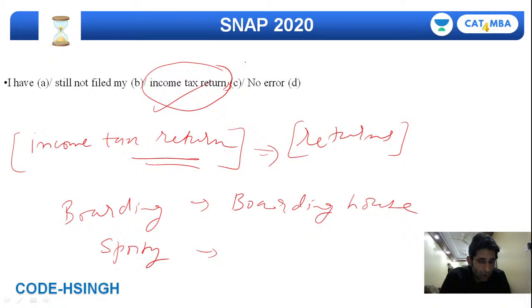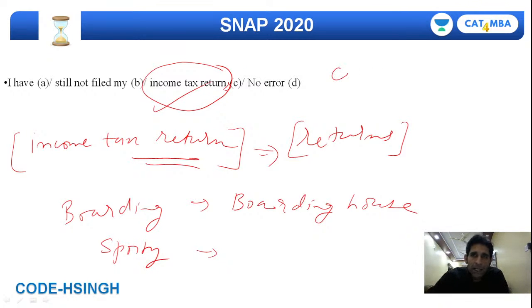There are a lot of errors of colloquialism. For example, there's nothing like boarding, it's always a boarding house. Just like there's nothing like income tax return, it's always income tax returns. And similarly, there's no custom department, it's customs department. This question also comes up a lot.